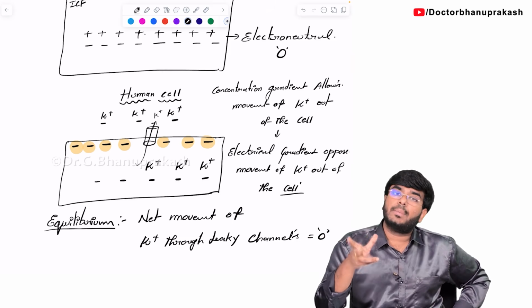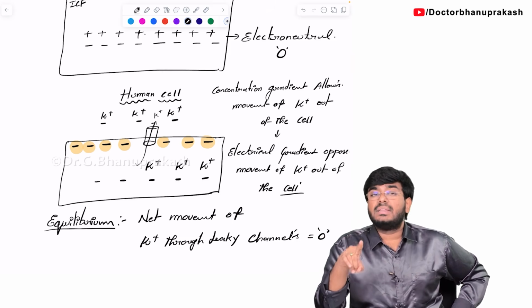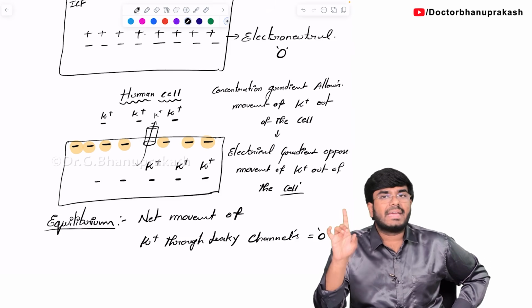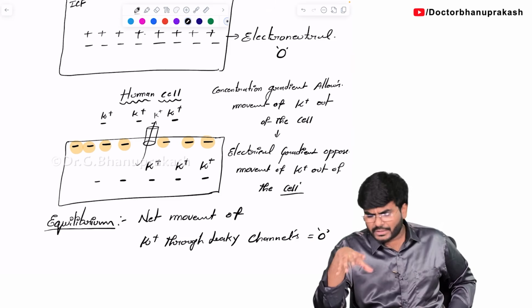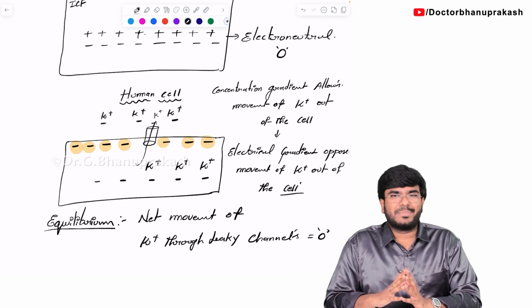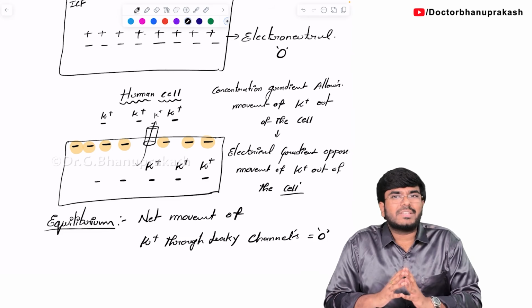The equilibrium potential is calculated by the Nernst equation, but the resting membrane potential is calculated by the Goldman-Hodgkin-Katz equation. The topic is a little tricky, but very important for the exams. So with this, we have completed the topic of the resting membrane potential.